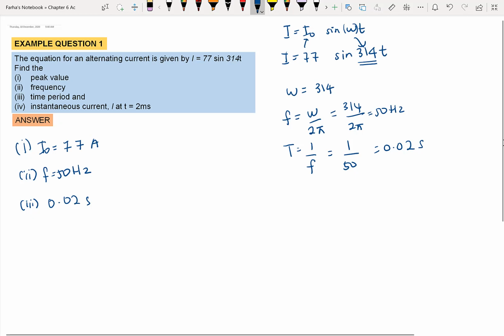Then the instantaneous current I at t equals 2 millisecond. For this one we need to substitute t into the equation. t equals 2 millisecond, which is 2 times 10 to the power of negative 3. So we calculate, and we get I at t equals 2 millisecond is 45.24 ampere.